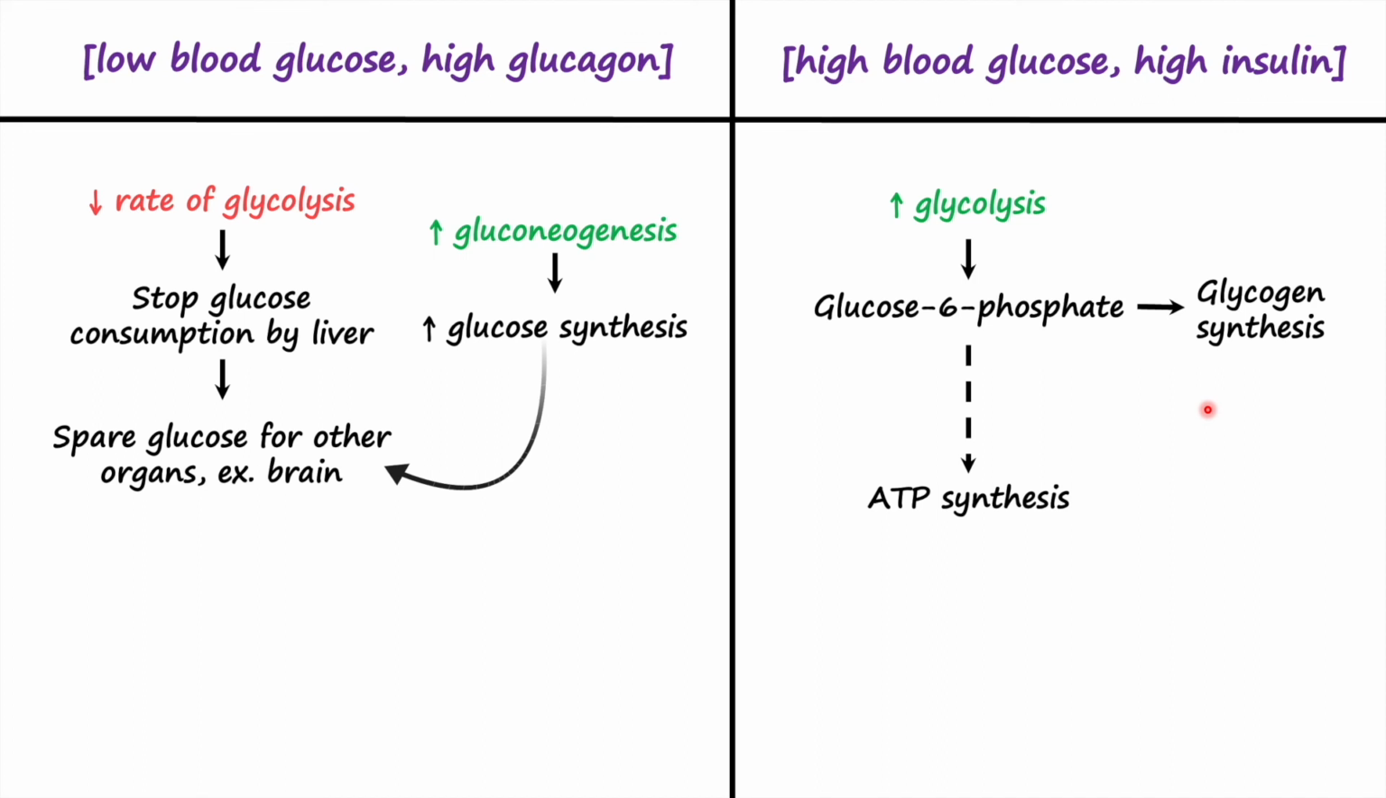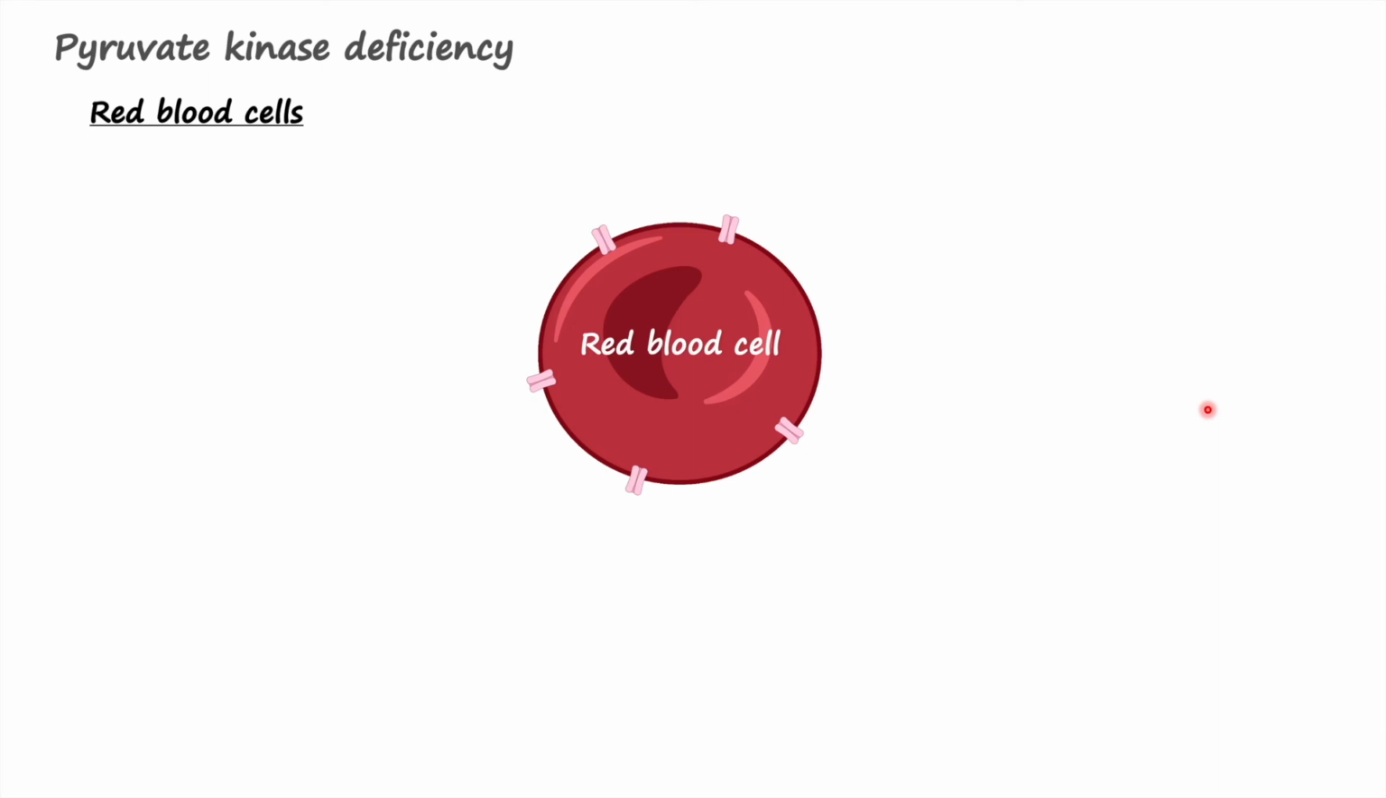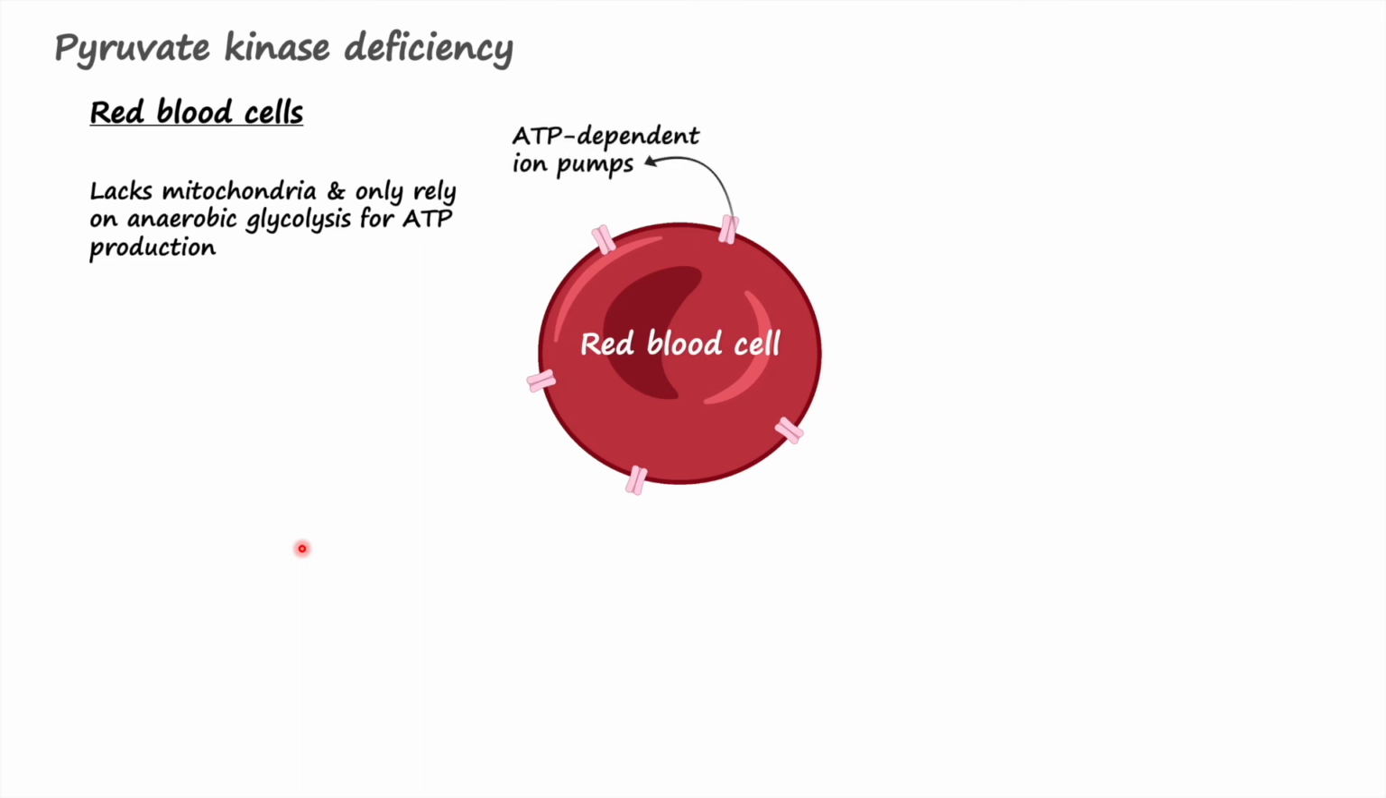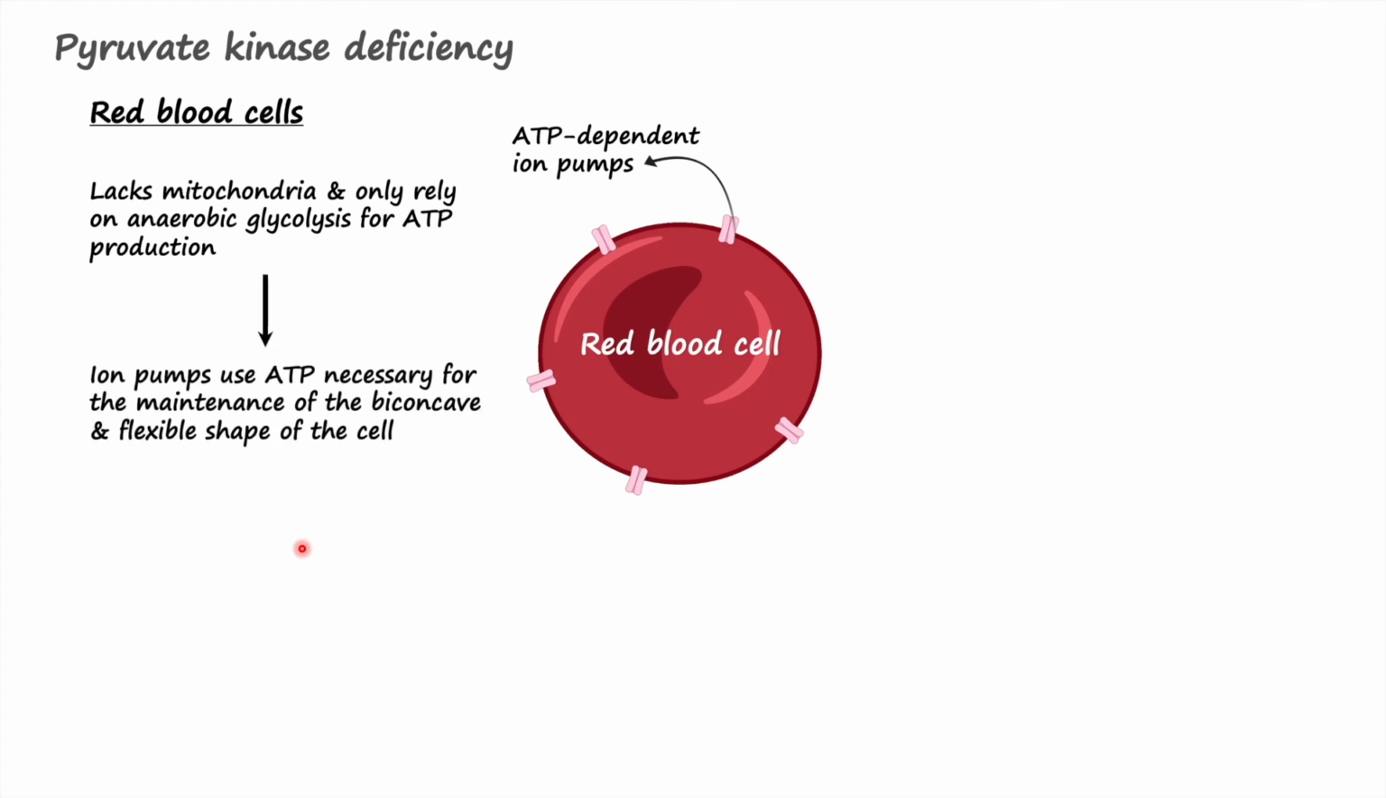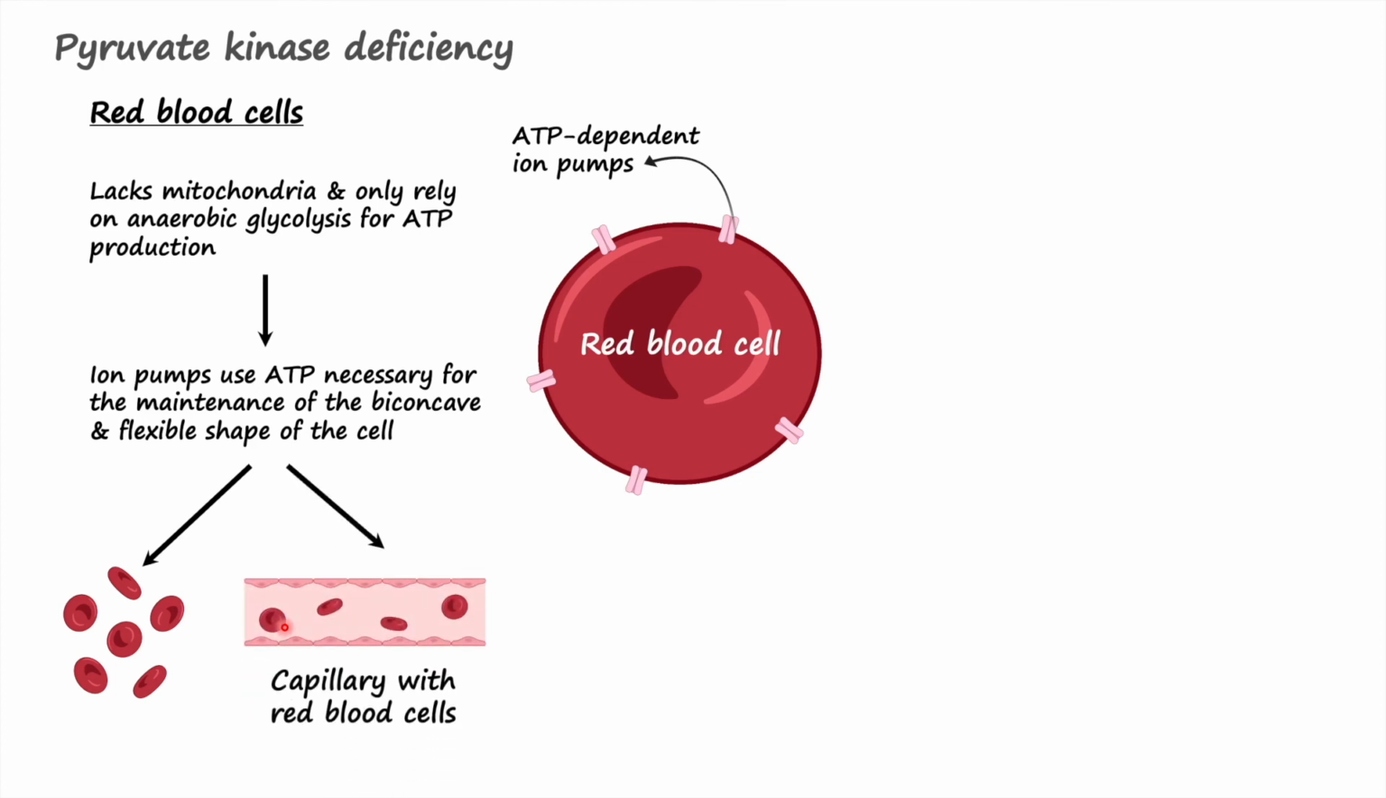Now I just want to quickly talk about the clinical relevance of these enzymes. We know that red blood cells lack mitochondria, and therefore they rely only on anaerobic glycolysis for ATP production. Red blood cells have an ATP-dependent ion pump. These ion pumps use this ATP, which is necessary for the maintenance of the biconcave and flexible shape of the red blood cells. And because of this biconcave shape and flexibility, red blood cells are able to travel through the narrow passages of the capillaries.